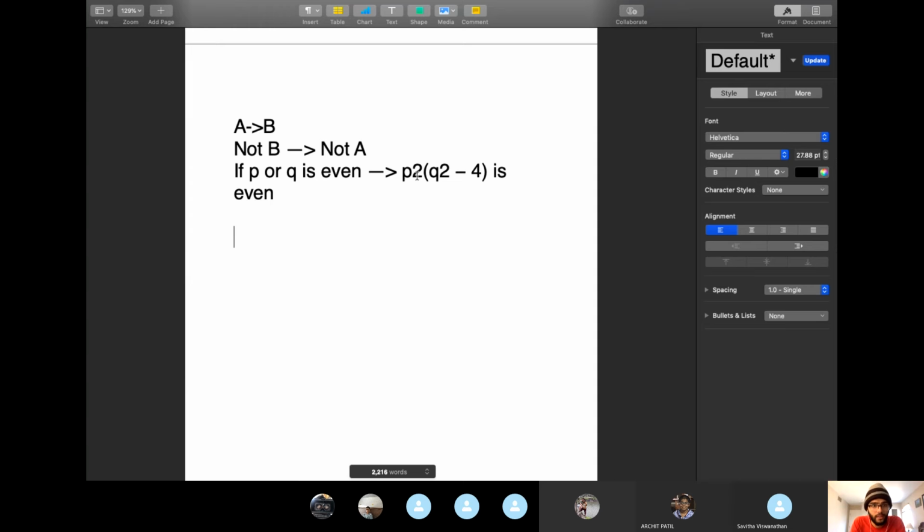Now let's try to prove this. So if P or Q is even, it means either P is 2k or Q is 2k. Yes, Shreyan?